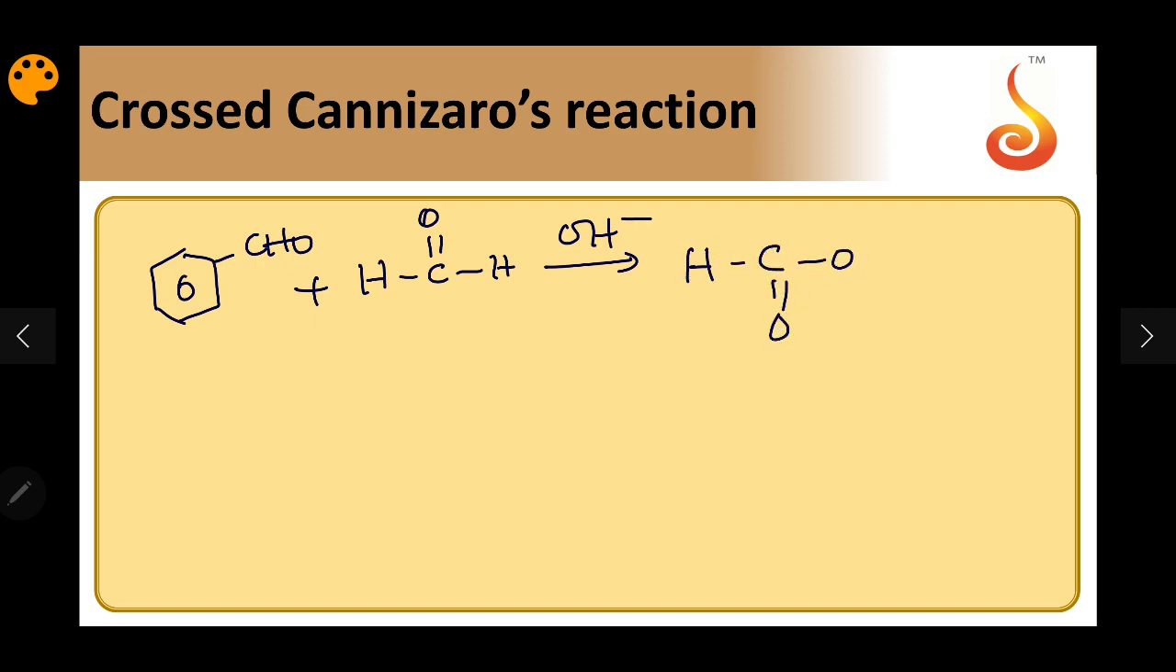HCOONa, and I will get only benzyl alcohol. So I am not getting the other products, that is benzoic acid and methanol. Formaldehyde is the most reactive towards nucleophilic addition. So when formaldehyde is present in the mixture, the nucleophile OH minus will attack only formaldehyde in preference to the other aldehyde. That's why it always gets oxidized and the other compound gets reduced.